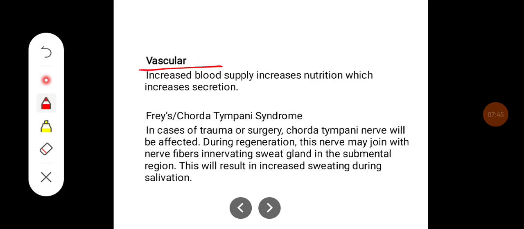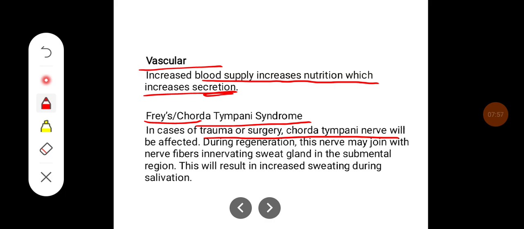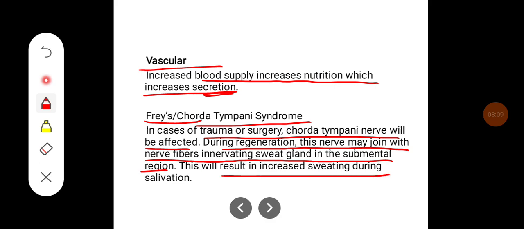Vascular control. Increased blood supply increases the nutrition, which increases the salivary secretion. Chorda tympani syndrome. In cases of trauma or surgery, the chorda tympani nerve may be affected. During regeneration, the nerve may join with the nerve fibers innervating the sweat gland in the submental region. This will result in increased sweating during salivation, which is called chorda tympani syndrome.